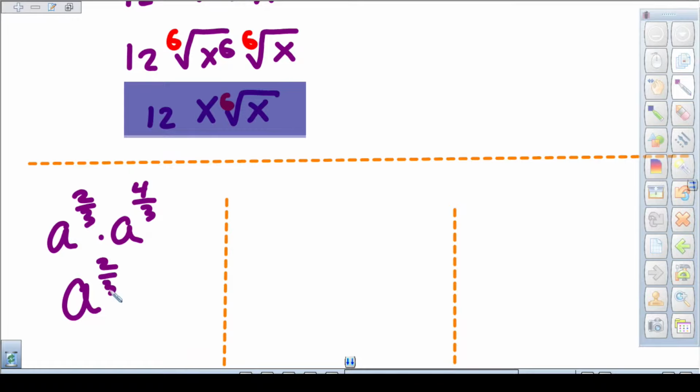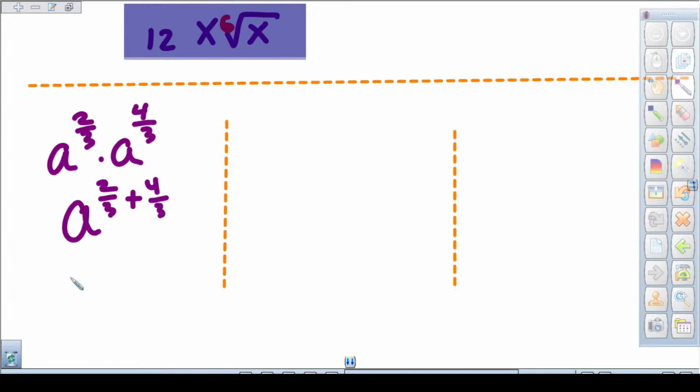2/3 plus 4/3. Lucky, I have the same denominator. So I have a to the 6/3, right? And 6/3 is 2. So that was kind of an easy one. Really can't do anything about that. That's very simple.